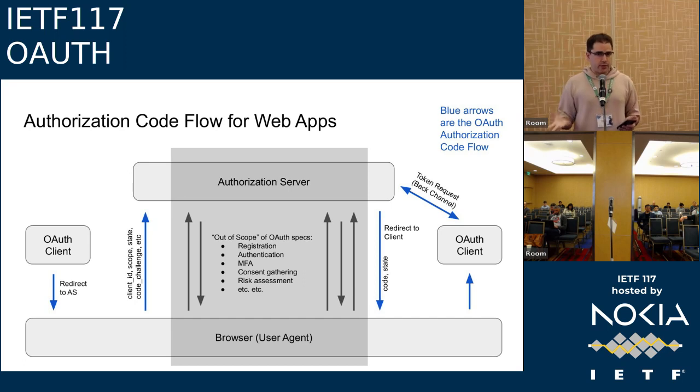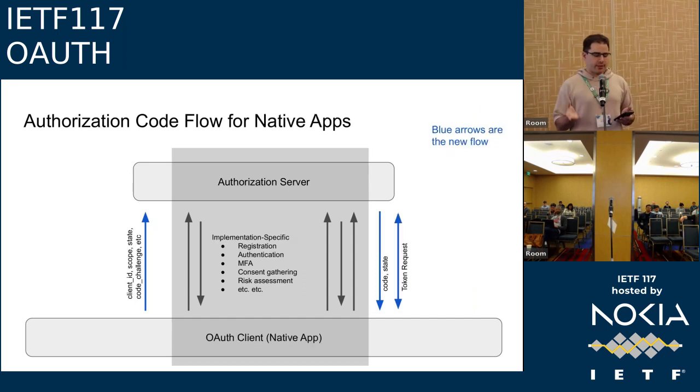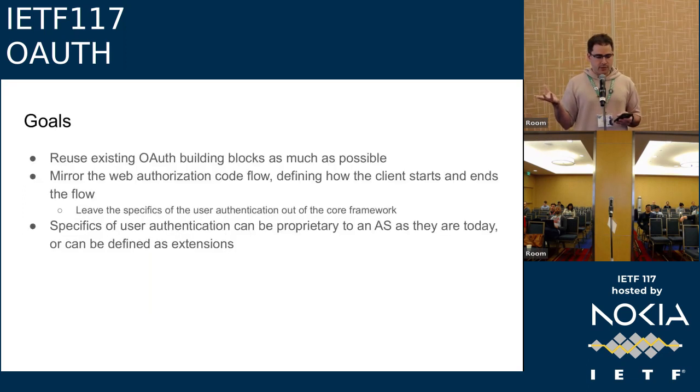And that was obviously the design goal with OAuth, to separate those two concerns, which works great in the web world. If we try to bring this to the world of native apps, we can do something very similar, where we define a framework that looks exactly like the authorization code flow, except not in a web browser. It starts the flow, then undefined things happen between the authorization server and the app that are the business of that authorization server, and the flow ends by the authorization code being issued. So this is what we have done in this new draft that we've put together.